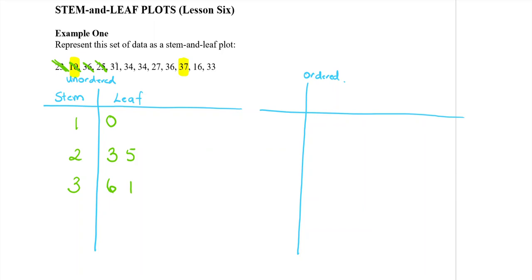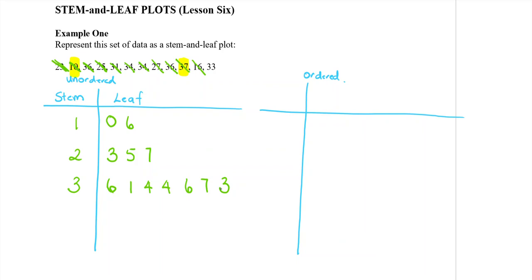Okay, then I've done 31, 34. Cross that off. 34 again. Cross that off. 27. Cross that off. 36. Cross that off. 37. Cross that off. 16 is here. Cross that off. And 33. So straight away you can see that a lot of my numbers were in the 30s and not very many in the 10s, a couple in the 20s.